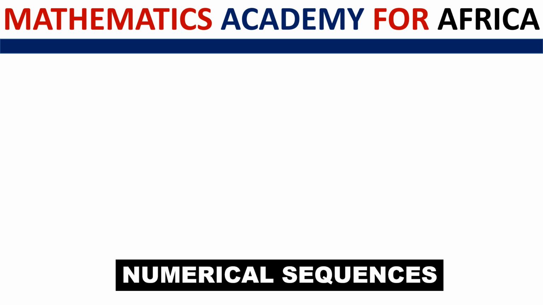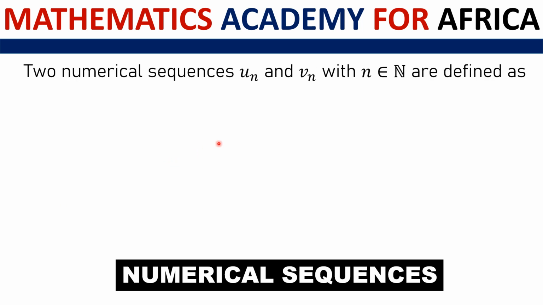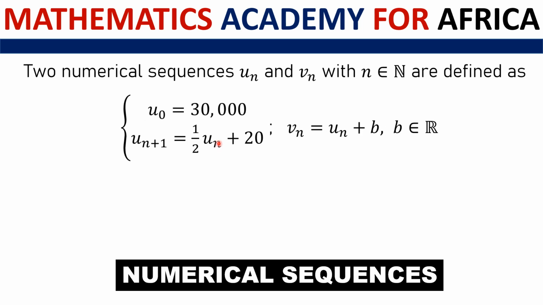So in today's video we are going to be looking at the topic numerical sequences, and we are going to be solving a tutorial question together. The question reads: two numerical sequences un and vn with n in the set of natural numbers are defined as u0 equals 30,000, un plus 1 equals half un plus 20, vn equals un plus b, where b is in the set of real numbers.